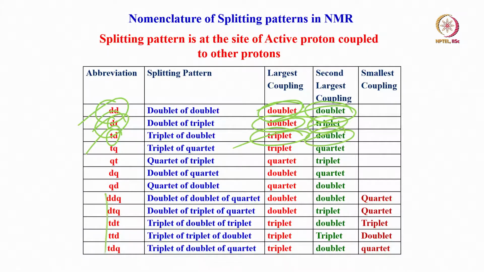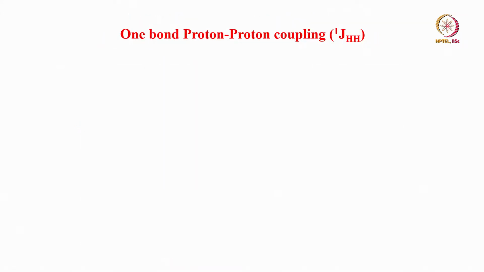Same thing if a number of other protons are coupled. Instead of 2, if there are 3 coupled, DDQ, I call it a doublet of doublet of quadruplets. First, the larger coupling is doublet, the second larger coupling is doublet, and then it is a quadruplet. This is the way you have to understand the splitting pattern of one of the protons which you are observing when it is coupled to n number of other protons, which are either chemically equivalent or chemically non-equivalent. This is the way you have to understand.